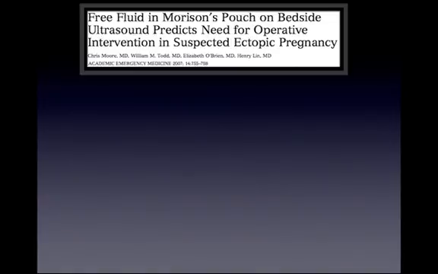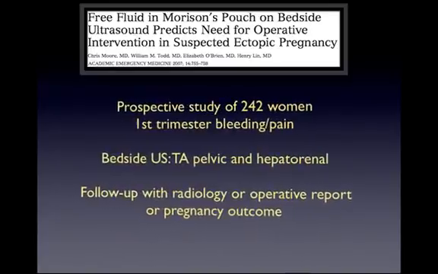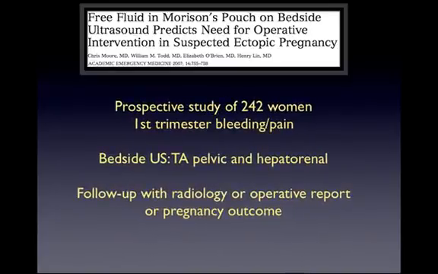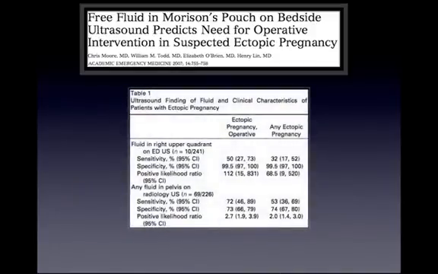In this study by Moore et al., they evaluated women who had first trimester bleeding and pain with a bedside transabdominal pelvic ultrasound in which they also interrogated the hepatorenal space. They followed up all these patients with a radiology or operative report or for their final pregnancy outcome.